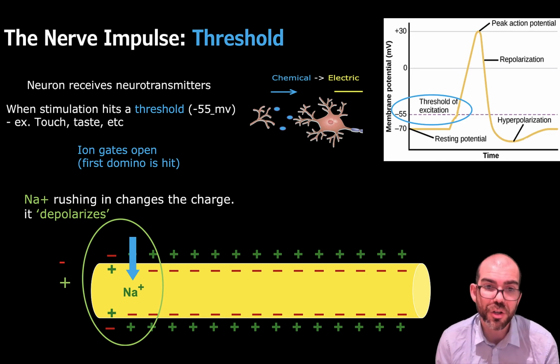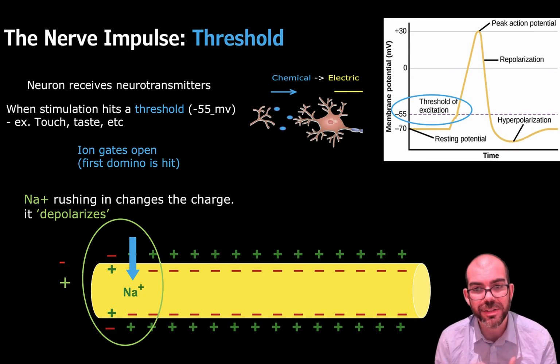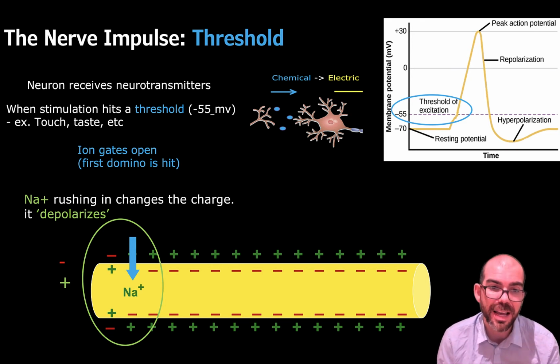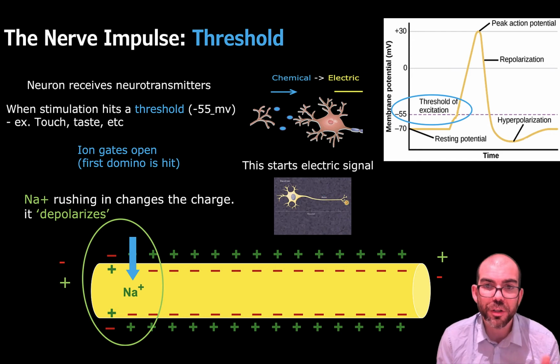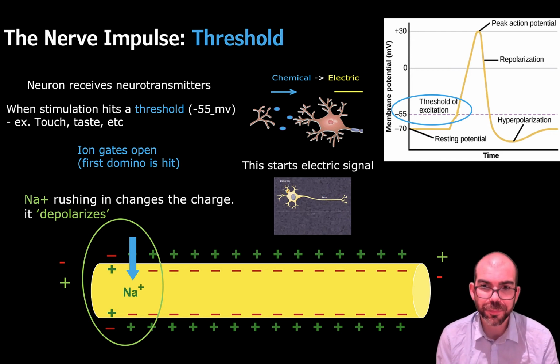Because of this change in charge, this increase to positivity, we say that the neuron has become depolarized. Its polarization has changed. Now instead of being positive outside, negative inside, I am negative outside, positive inside. And this is what's causing that change that we see in the graph. This will start our electric signal. Now the first domino's been pushed, we've hit the threshold, so those dominoes will begin to fall down and the signal will be carried forward.